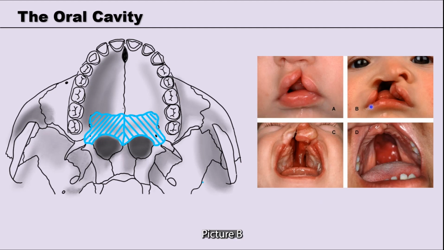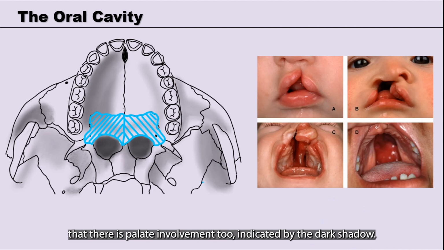Picture B shows a wider, complete unilateral cleft lip. We can also see by the lack of gum line that there is palate involvement too, indicated by the dark shadow.